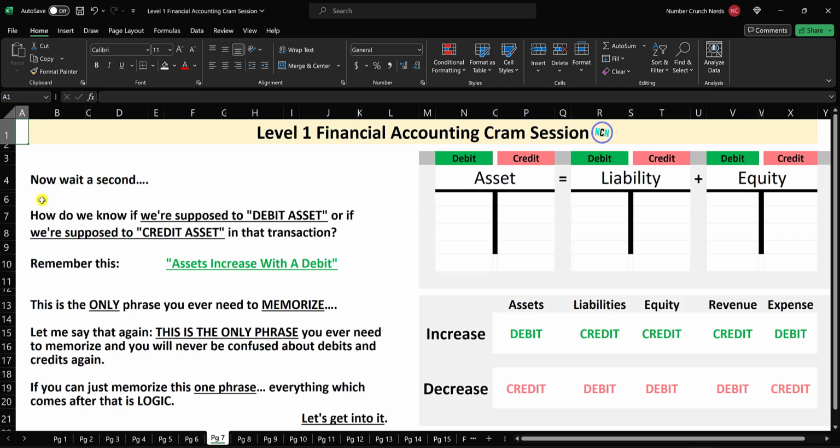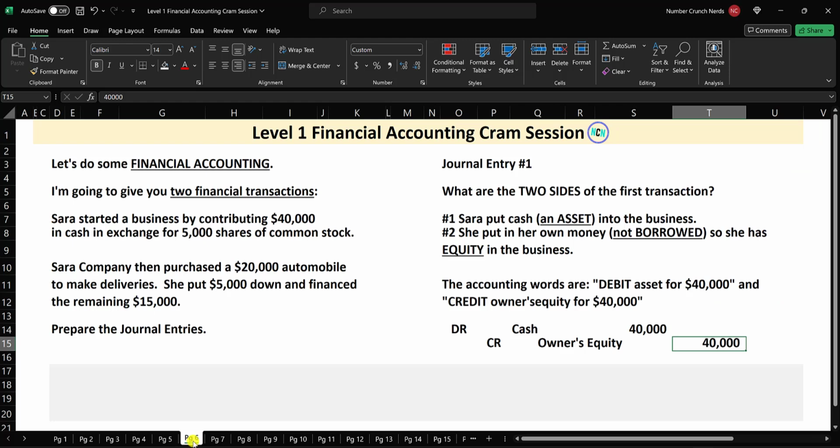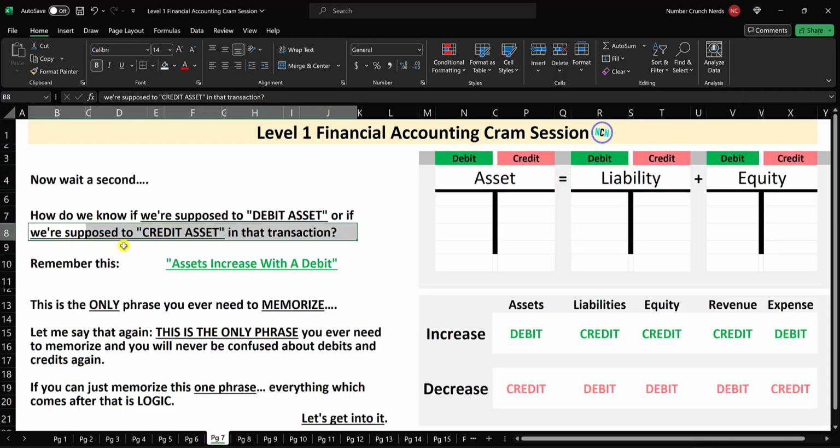Now, wait a second. How do we know if we're supposed to debit asset or credit asset in that transaction? Let's go back here for a second. The accounting words were debit asset for $40,000, debit cash for $40,000. How do we know it wasn't a credit to cash? Credit owner's equity for $40,000. How do we know it wasn't a debit? How do we know it's supposed to be debit cash, credit owner's equity? That is the question.